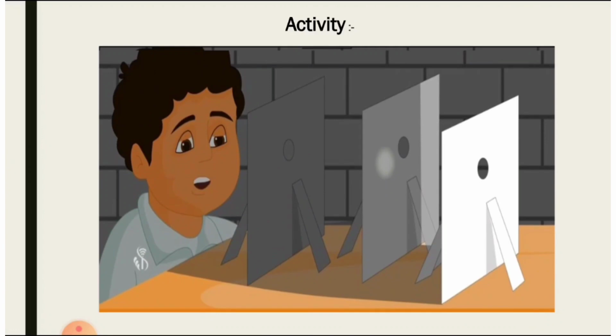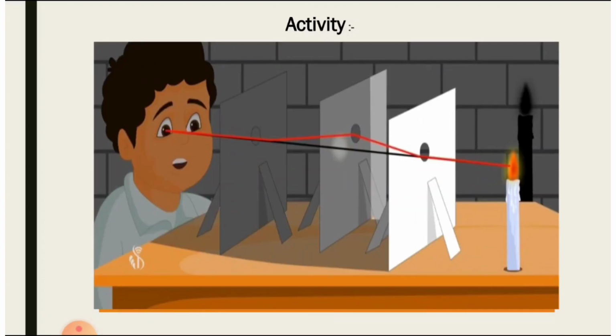Now, do the second step. Slightly move any one of the cardboards. What happens? Now the rays of light cannot travel in a straight direction because the cardboards are not in a straight direction. So the holes which we made in the cardboards are also not in a straight line. With that, the rays of light cannot pass easily. They cannot move in a straight direction.